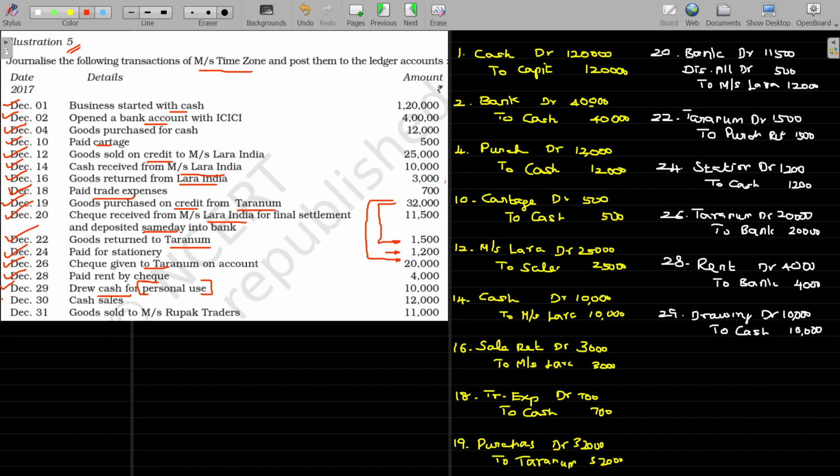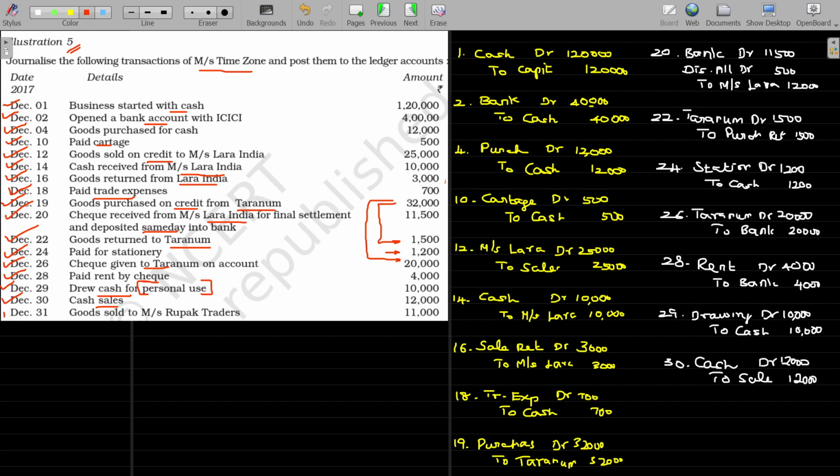On December 30, cash sales. We received the cash, so I am debiting the cash account, debit to sales. The value being 12,000.